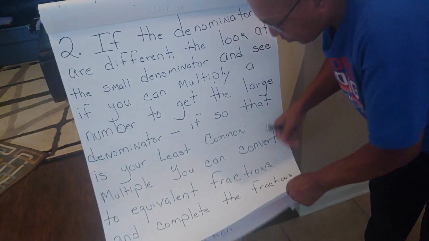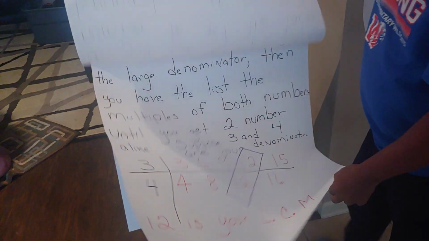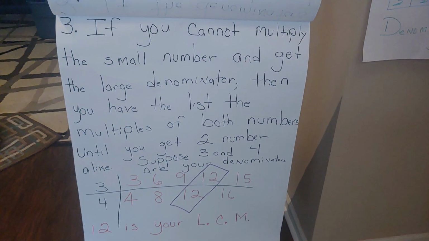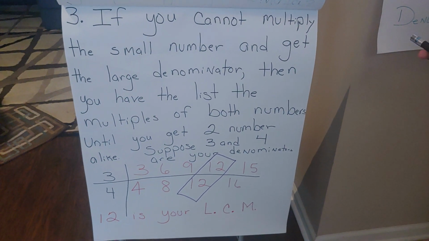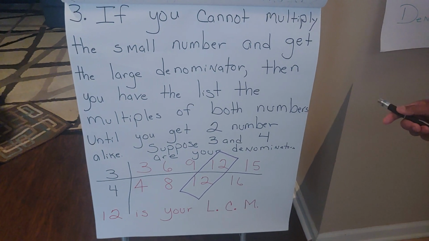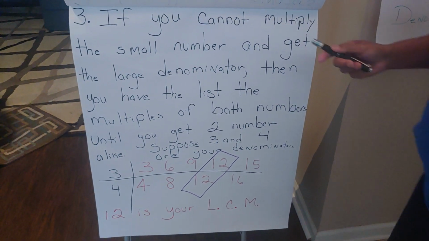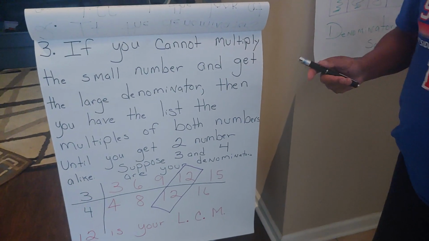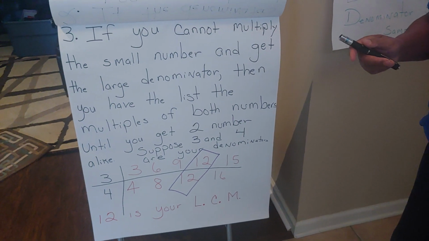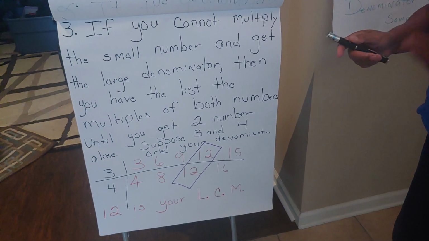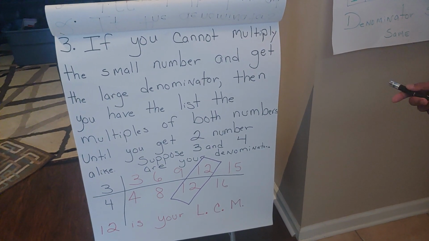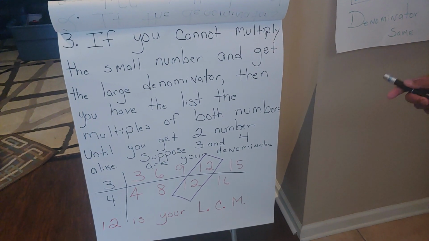So I'm going to go a little further on step 3. Step 3 says, now, if you cannot multiply the small denominator and get the large denominator, then you have to list the multiples of both numbers. And when we say multiples, we're talking about nothing but the multiplication table. For example, if I had 6, it'd be 6 times 1 is 6, 6 times 2 is 12, and so forth. And so you have to list the multiples of both numbers until you get two numbers alike.